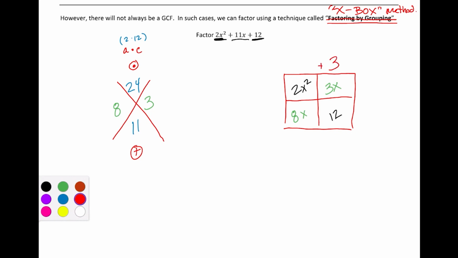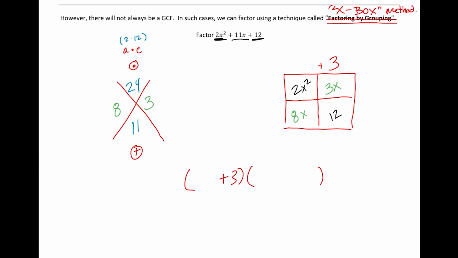That means that one of our factors, which is going to be right here, is going to be something plus 3. The other factor is going to be found going down the side. I erased all that just to clean up the clutter here.